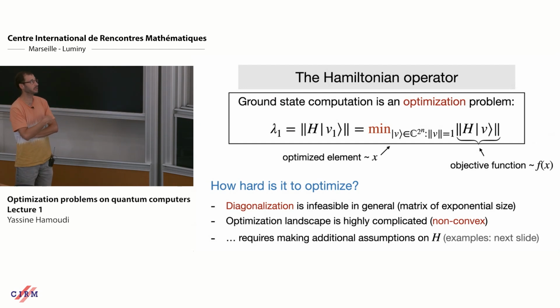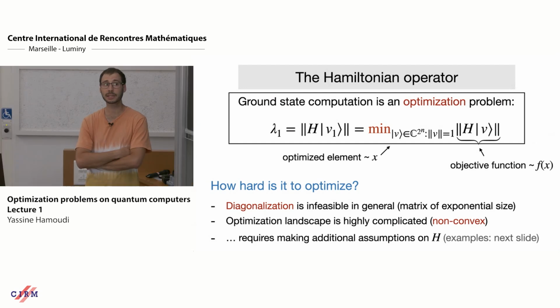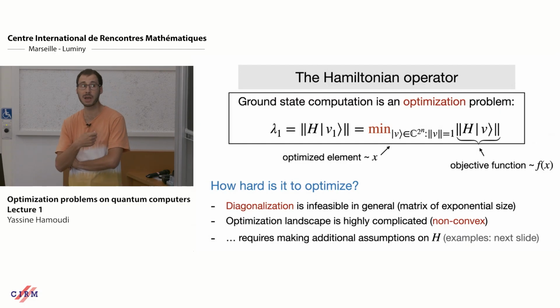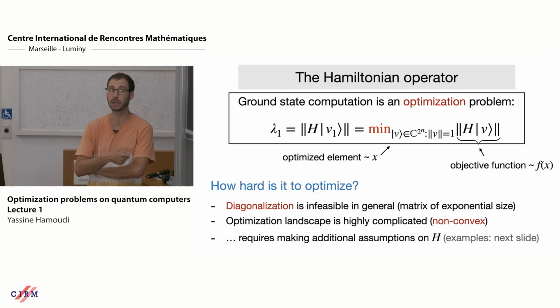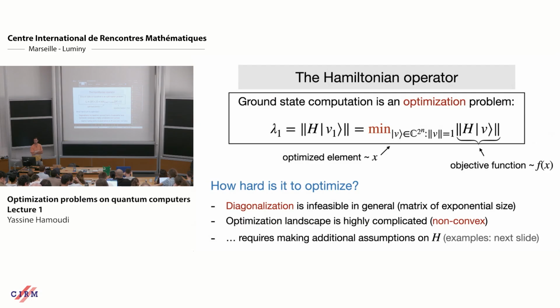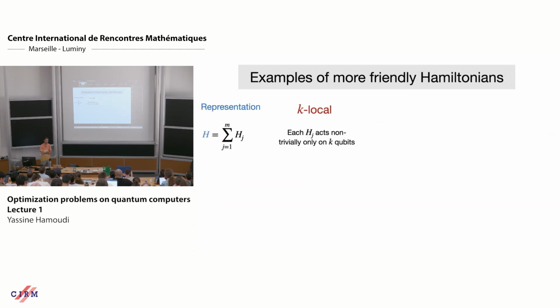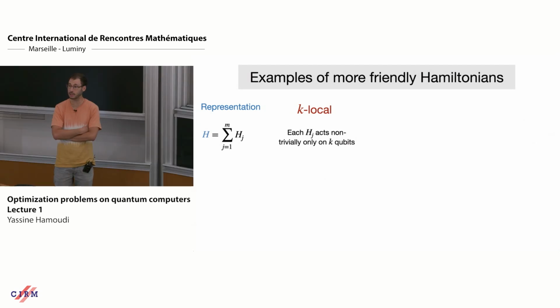So if we want to solve this kind of optimization task, we often have to make additional assumptions about the structure of H. We don't expect H to be any possible Hamiltonian. We expect it to belong to some family of easier Hamiltonians to optimize over. So let me give you some examples of more friendly Hamiltonians. This is a kind of Hamiltonian that you can expect to encounter in practice.